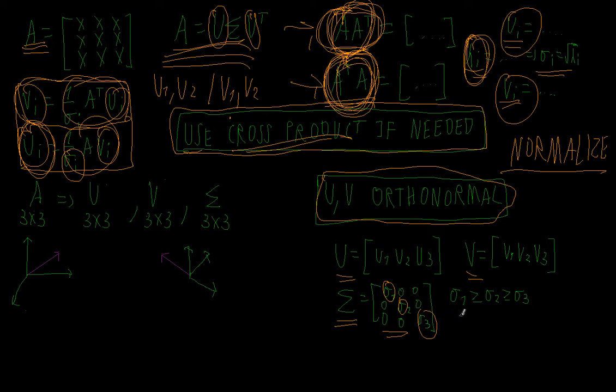And remember that the singular values, which are equal to the square root of the eigenvalues, need to be ordered from the biggest to the smallest one. So the first eigenvalue is greater than or equal to the second eigenvalue, which is greater than or equal to the third eigenvalue. Why do we need to do that?